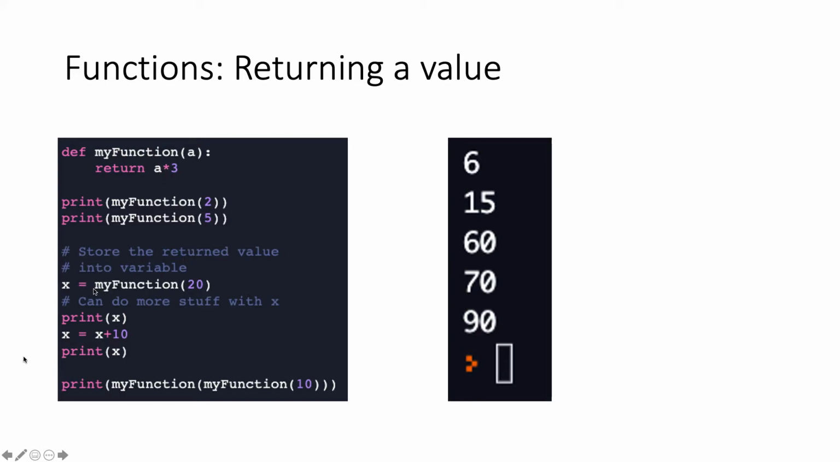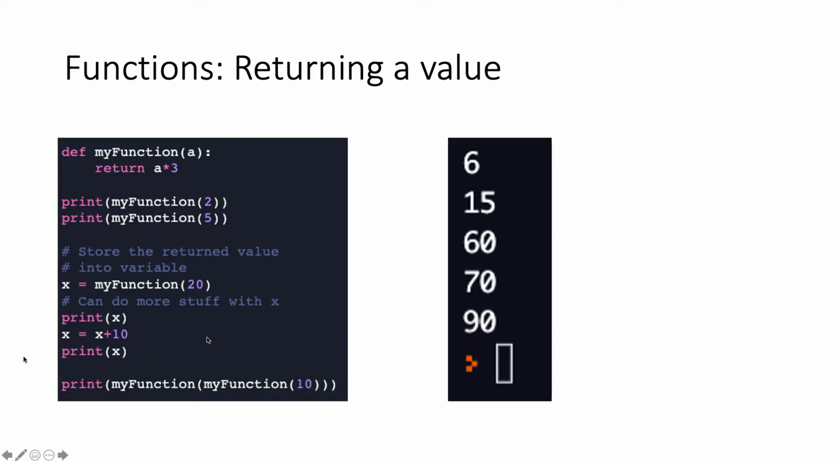So if you call x equals my function 20, 20 gets passed in as a variable, and it returns 20 times 3, so the call to my function is replaced by 60. So this line of code becomes x equals 60. If you print x, you see it prints 60. From then on, the variable has the value 60, and you can do whatever you want with it. X equals x plus 10, and you're going to see that x is now 70, and so on.